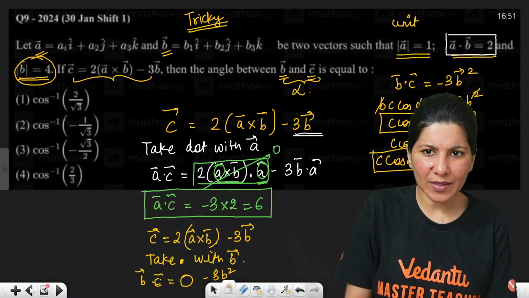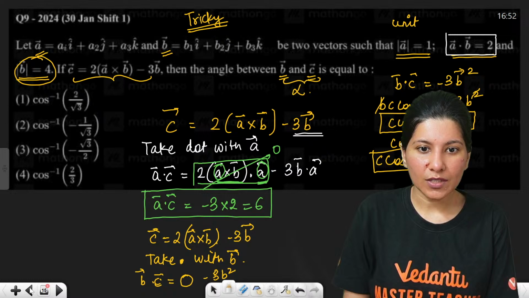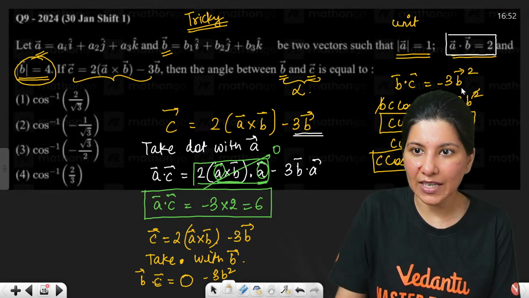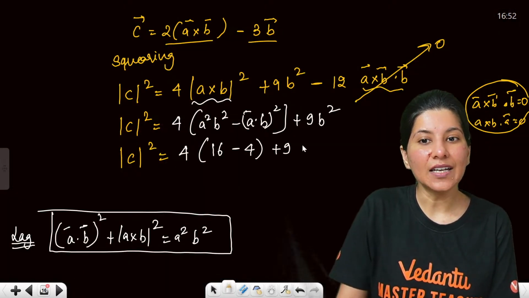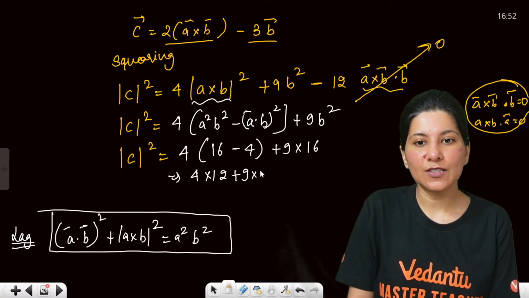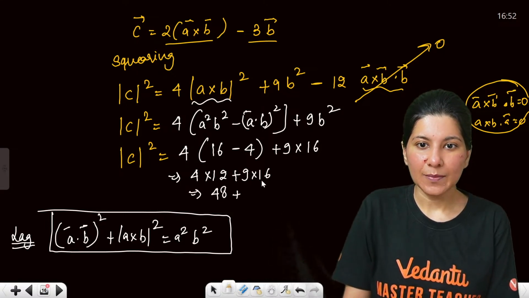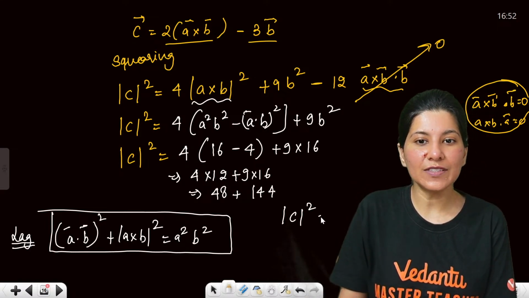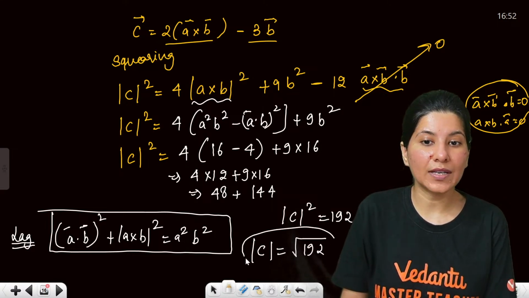Do we have A dot B? Let me just go back. Where is A dot B? We don't have... no, we do have A dot B. A dot B is given as 2. So again 2 square is 4, plus 9 times 16. So this is 4 into 12 plus 9 into 16, which is 48 plus 144. So magnitude of C square is 192. Magnitude of C is coming out as square root of 192.